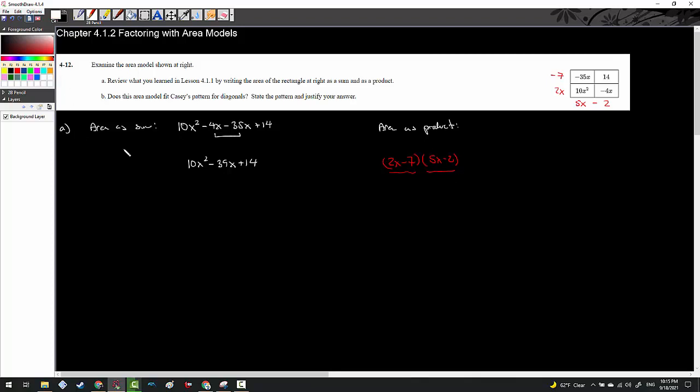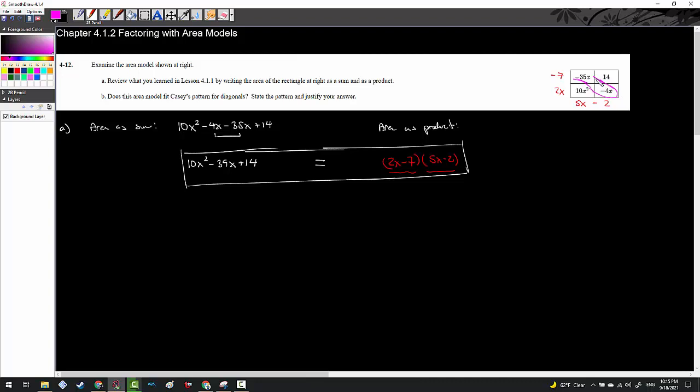We're writing the area as a sum and area as a product. And by the way, those two things are going to be equal. They're going to be the same. And so now it says, does this area model fit Casey's pattern for diagonals? Now, we didn't talk about this in the last section, but Casey's pattern for the diagonals basically says that the diagonals of the boxes, so in other words, these two guys right there, if I multiply these purple boxes together, it will be the same result as if I multiply the orange rectangle.